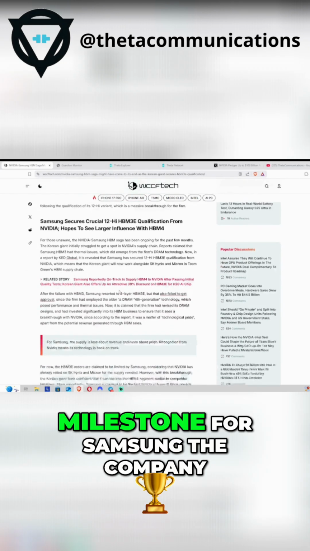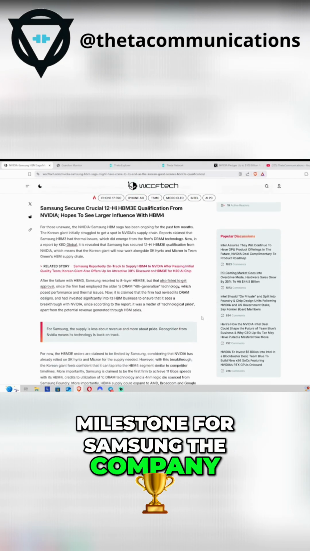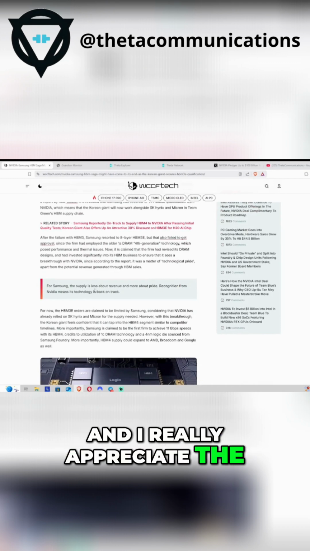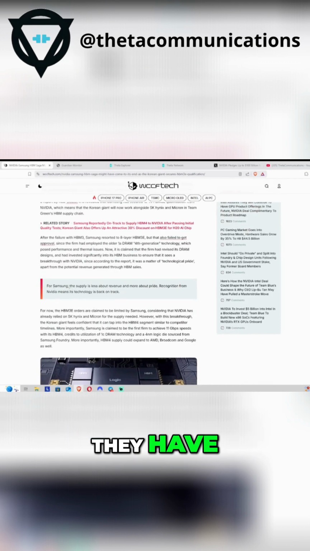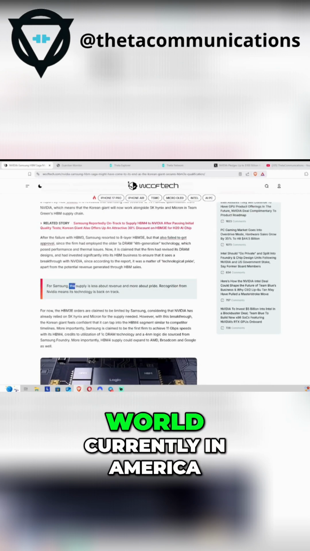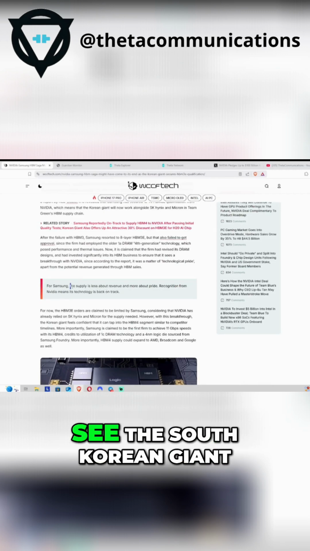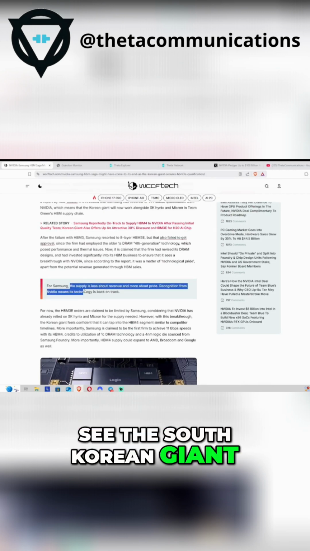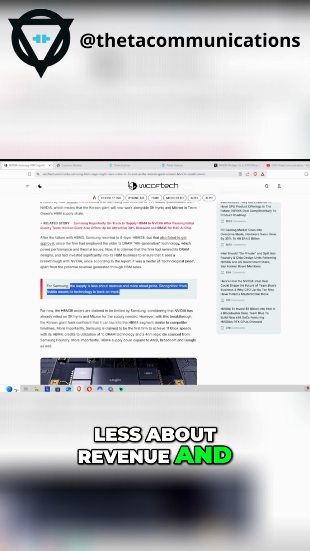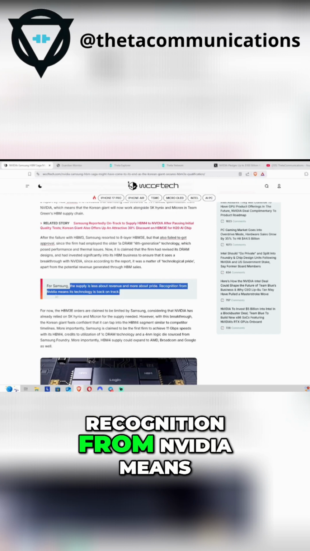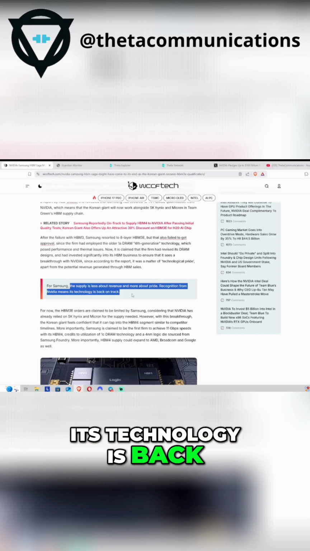This is a major milestone for Samsung, the company, and I really appreciate the competitiveness by Samsung and the pride that they have. It's very rare to see in the business world currently in America, so it's great to see the South Korean giant really expand and have pride in the work that they do. Less about revenue and more about pride. Recognition from NVIDIA means its technology is back on track.